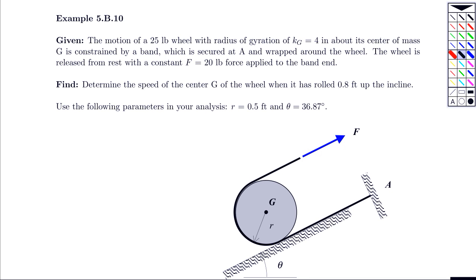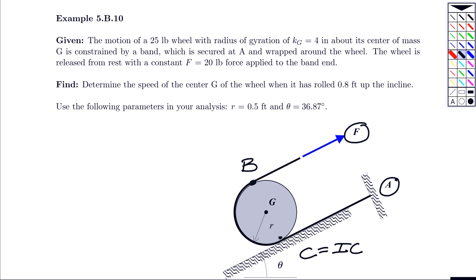In this problem, we're trying to roll a wheel up an incline by wrapping a band around the wheel. One end of the band is attached to a fixed wall there at A. There's a constant force F applied at the other end, where it's coming off the top there at some point which I'll call B. The wheel does not slip, so we'll see that C here is the instant center for the wheel.